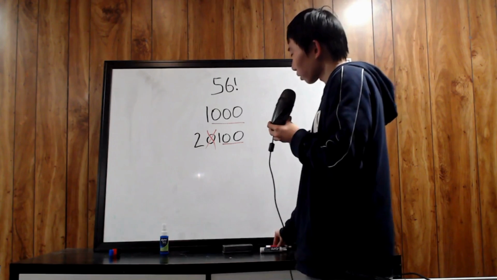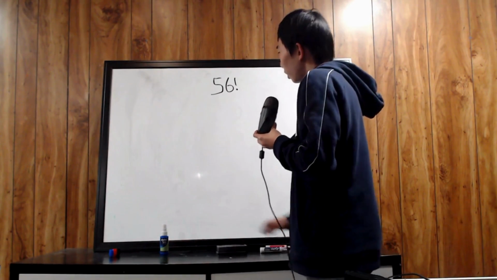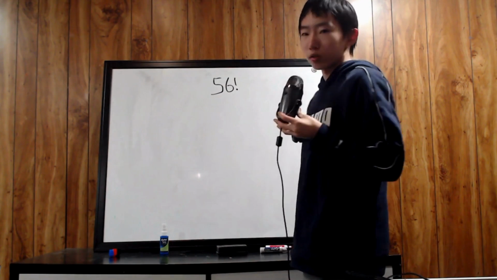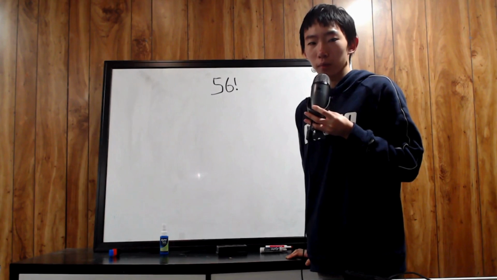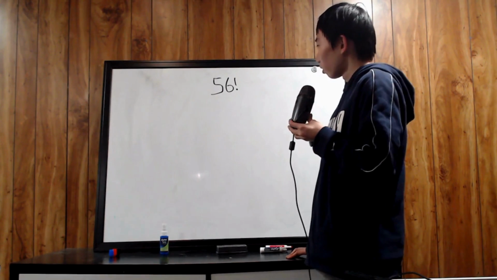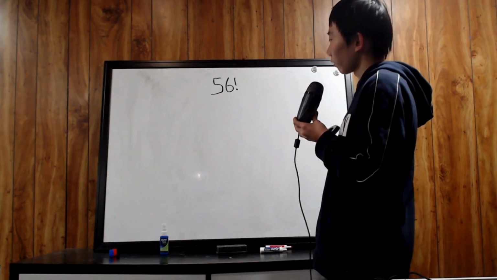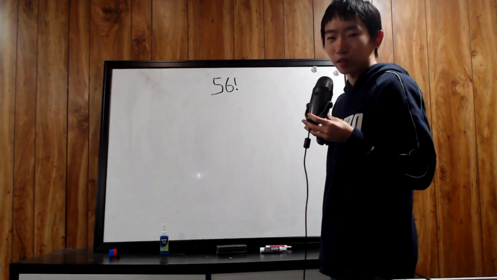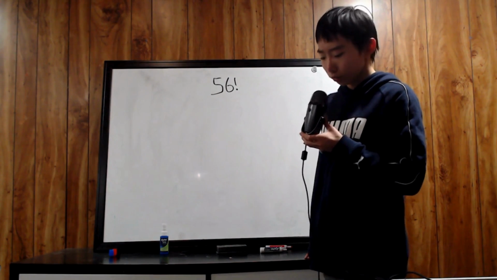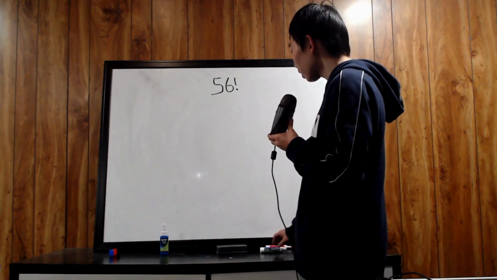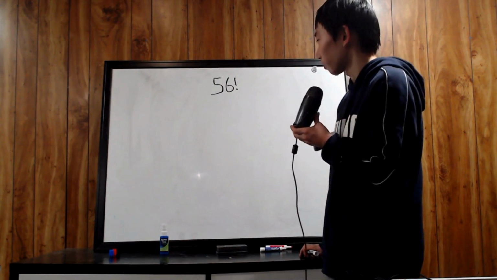Okay, so now that's out of the way, let's answer the question. If 56 factorial were to be evaluated, how many zeros would the number end in? Well, we're not going to actually evaluate it because this is a very large number. So we need to think of another way to solve this problem. Let's go ahead and try a few basic questions to help us get an idea.